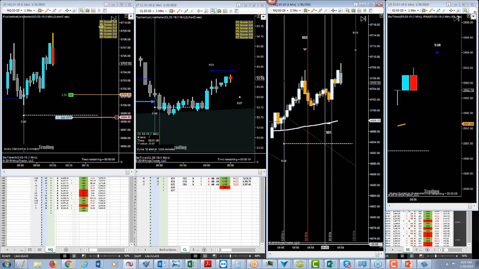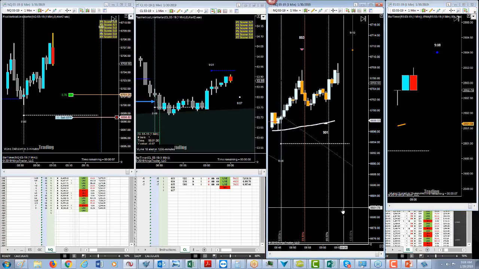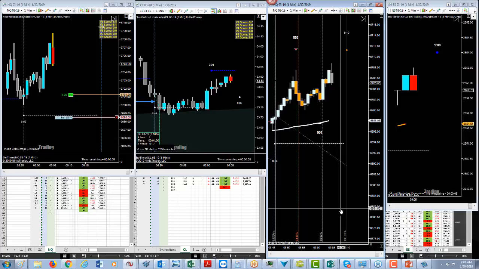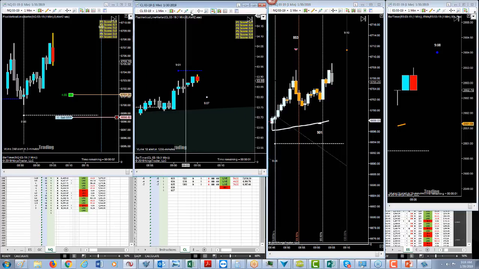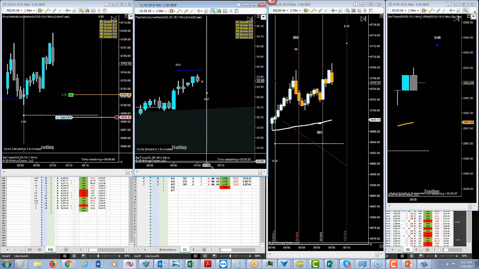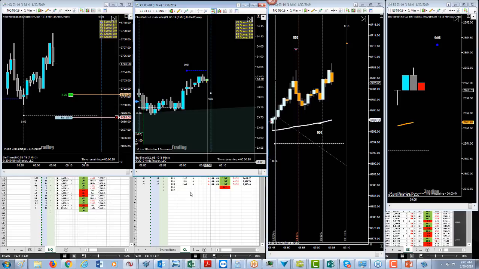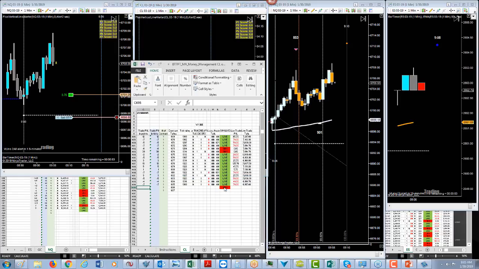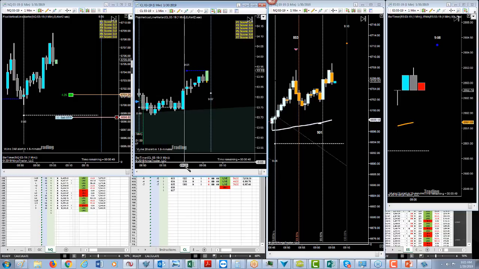So we're definitely catching the right signals. Next signal on CL is right here at 9:07. We're not going to engage it because our sim is activated. We're going to sit on the sidelines and just track what happens at 9:07.